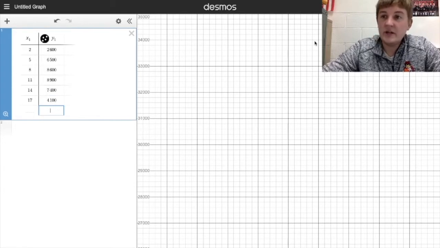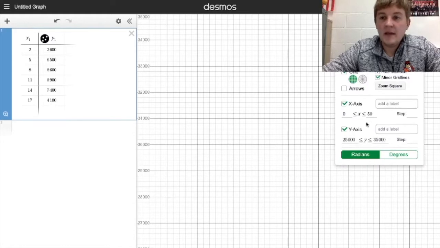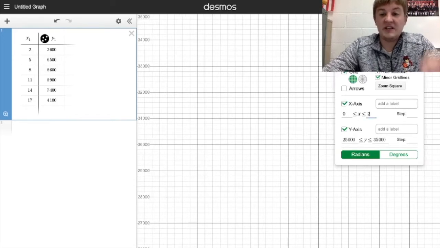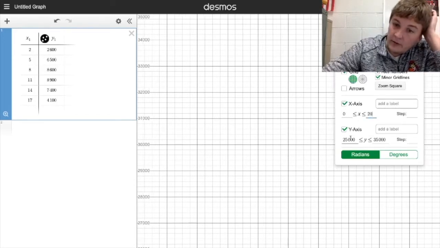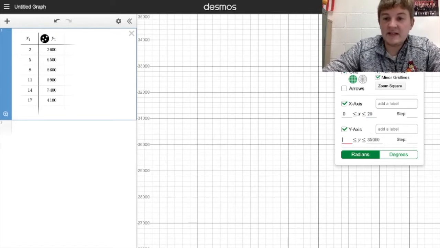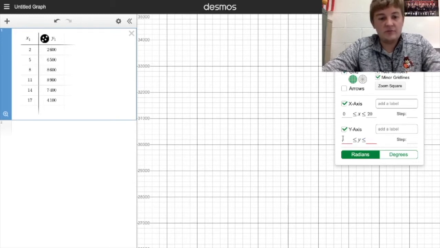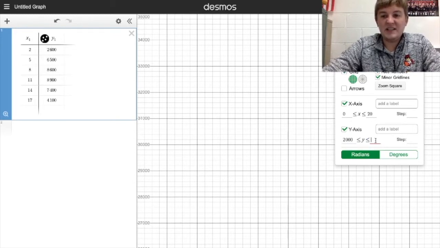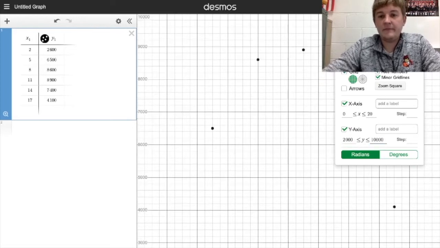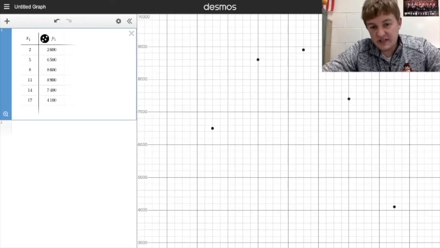Okay, but again, if you look from the previous problem, my X and Y values are way off for this. So let's go into our gear and let's change the X. So it looks like my X's go from about 2 to 17. So let's start at 0 and go all the way to, let's say, 20. All right, and then the Y's are way in the tens of thousands. Okay, and so what we want to do is change this. So it looks like my lowest is 2,600 and my highest is about 9,000. So let's just go from 2,000 to, let's say, 10,000, just to be safe. Okay. And then as you can see here, we do see our dots.